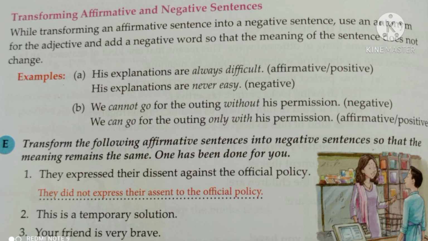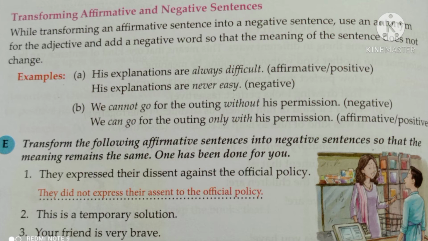Okay, while transforming affirmative sentences into negative sentences, use an antonym for the adjective. What to use? You have to use an antonym for the adjective and add a negative word so that the meaning of the sentence does not change. Okay, so for the example that is given in your textbook of 7th standard, "His explanations are always difficult."